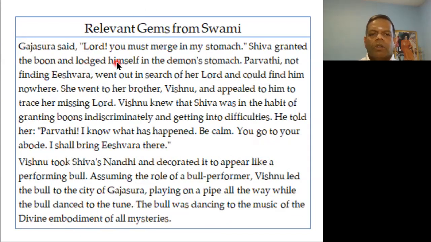Gajasura said, "Lord, you must merge in my stomach." Shiva granted the boon and lodged himself in the demon's stomach. Parvati, not finding Ishvara, went out in search of her Lord and could find him nowhere. She went to her brother Vishnu and appealed to him to trace her missing Lord.